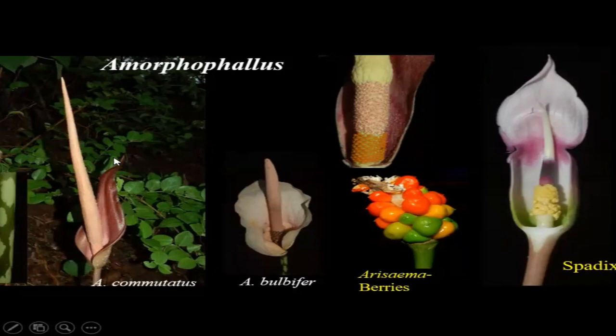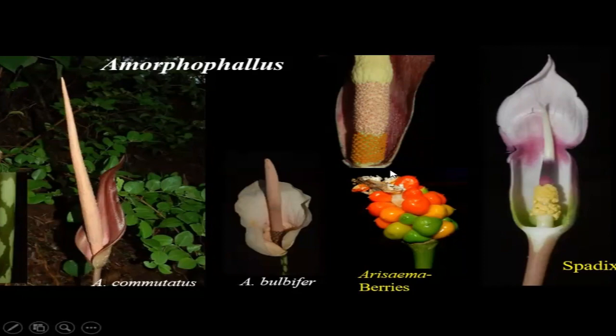You must be knowing that this is called a spadix type of inflorescence. In this inflorescence, what is there inside? Inside, here are the female flowers, here the male flowers, without sepal, without petal. All male and female flowers are naked, without any covering. Only one cover is there, that is the spathe.